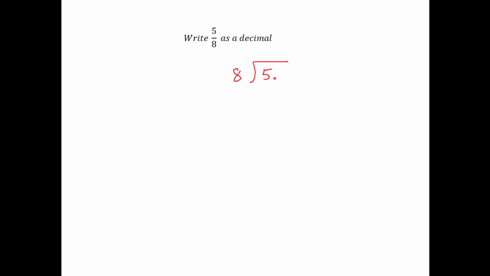okay, so we have 0 here, right? 5 is the same thing as 5.0. So bring down the decimal point here. So 8 goes into 5 0 times. 8 times 0 is 0.